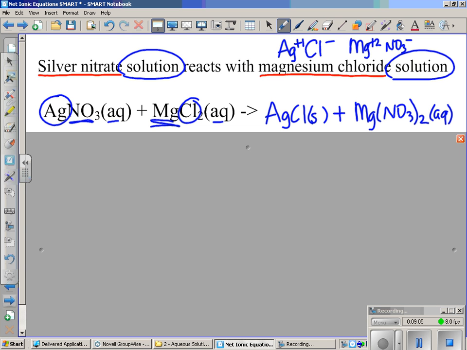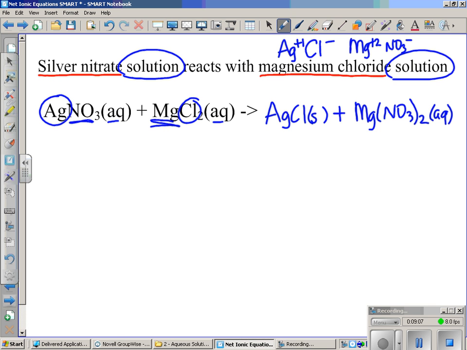So now what we're going to do is go through and do the ionic equation and then the net ionic equation. If you remember from before, I said that anything that is aqueous, so aqueous, aqueous, aqueous, we are going to break up. So let's do this one together. We're going to break up AgNO3. It'll break up into Ag+ and NO3-. We're going to break up MgCl2.